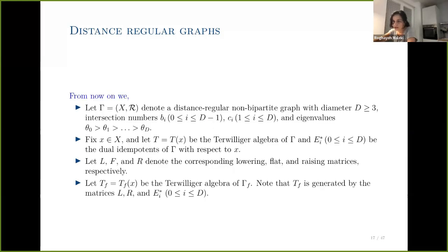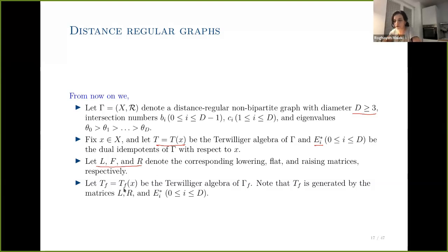All right. So I think I'm done with the definitions in this part, but here I just want to give you some idea that from now on, in all of our results, we have these assumptions. So we assume that our graph is distance regular non-bipartite with diameter d greater than or equal to 3, intersection numbers bi, ci, eigenvalues theta r. We fix a vertex, we define our Terwilliger algebra, we have our dual idempotents with respect to the fixed vertex x, we have our lowering, flat, and raising matrices.